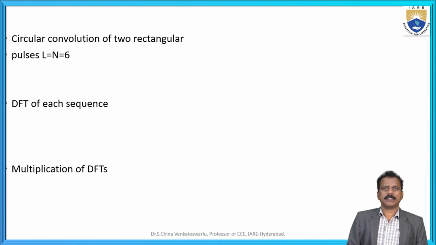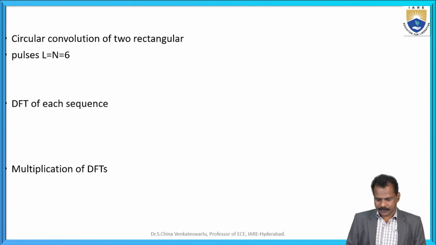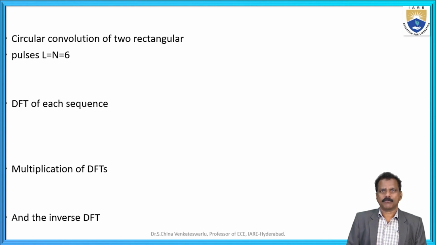is equal to N, which is equal to 6. That means L is equal to N, N is 6. For this, finally, the inverse DFT, discrete Fourier transform, we will calculate, we will observe.